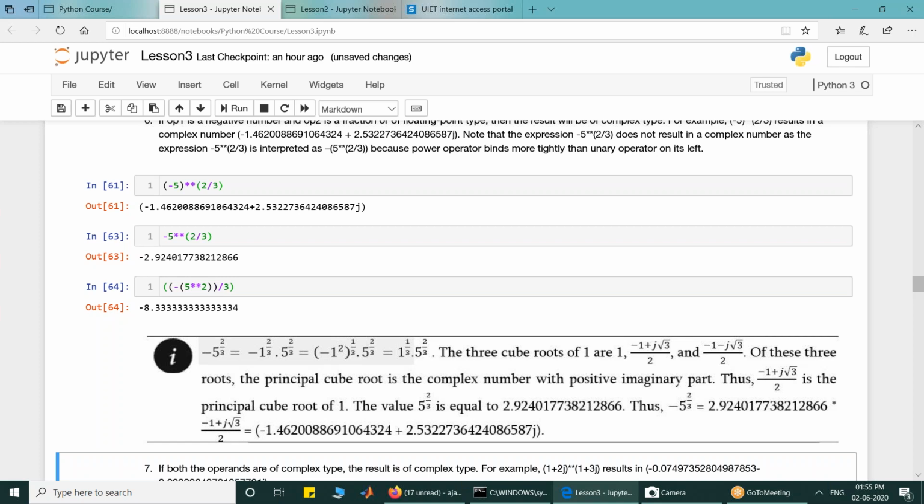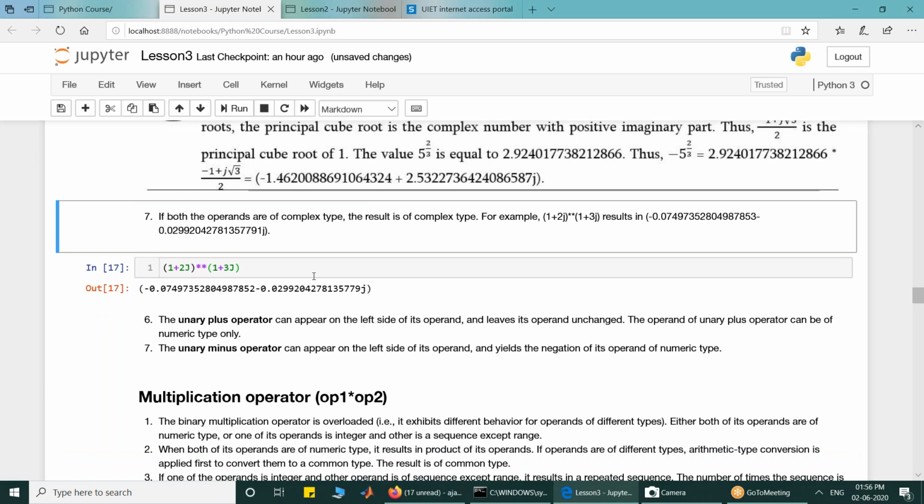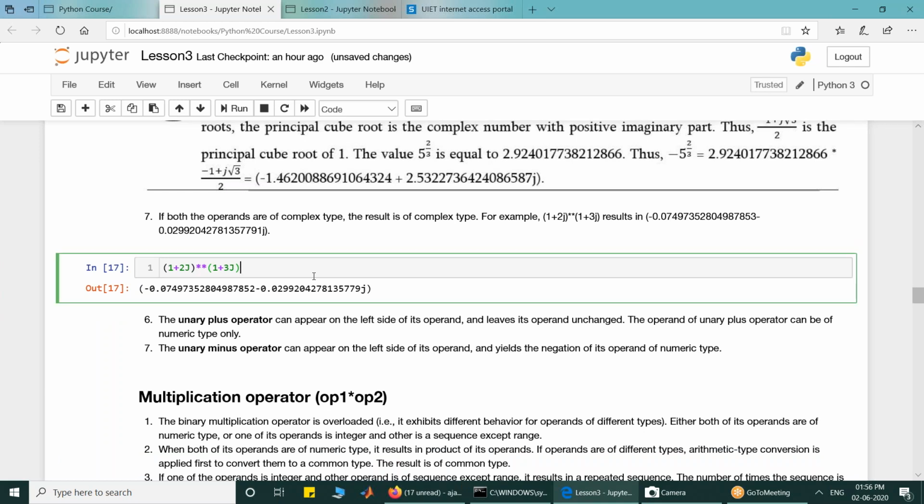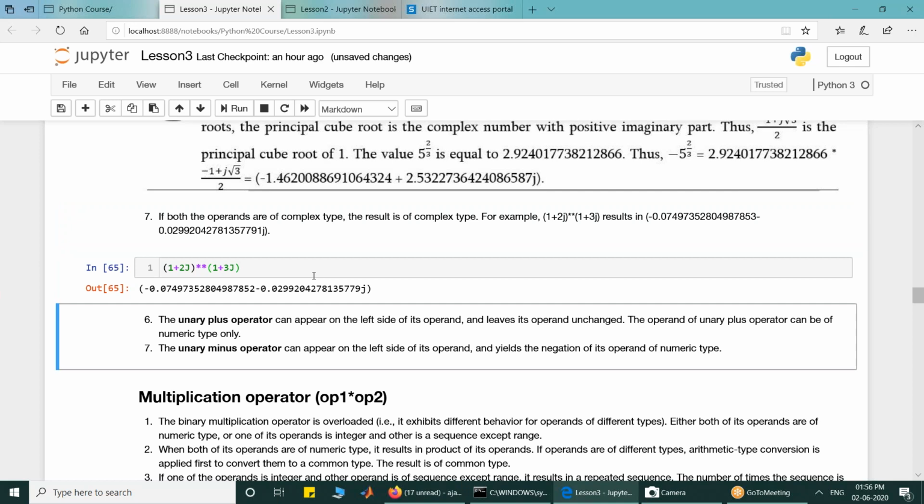Now, if both the operands are of complex type, the result will be of complex type. So 1 plus 2j raised to power 1 plus 3j gives you a complex number. This is all about the power operator.